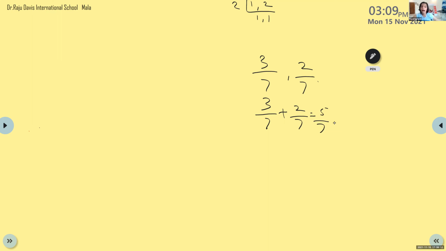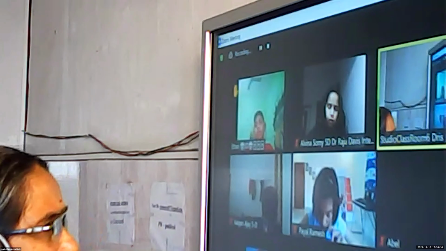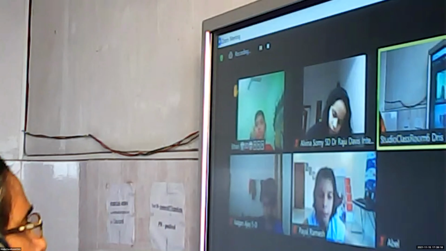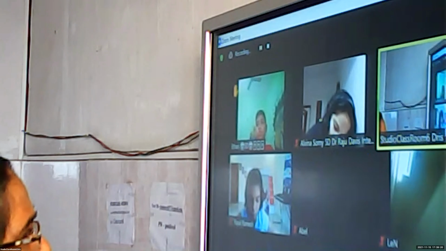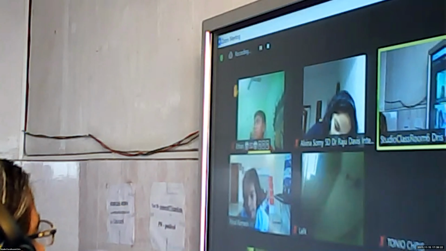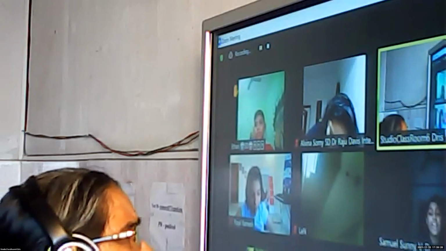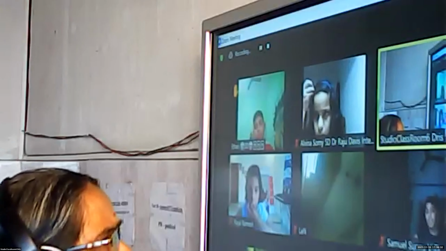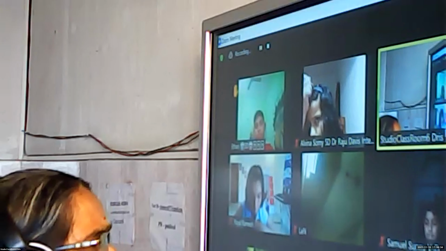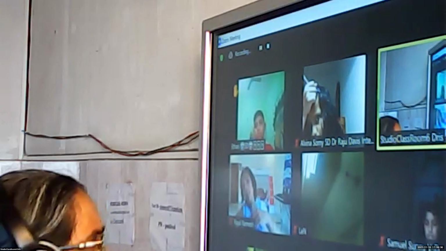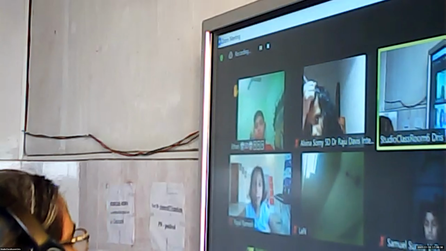We are adding the like fractions, because you can add only the numerators. If you add the numerators, you will get the answer. Is it clear now? Yes. They are which type of fraction, Samuel? They are like fractions. If they are like fractions, you can compare them, you can add them, and you can subtract them. Is it clear now? Yes, ma'am.